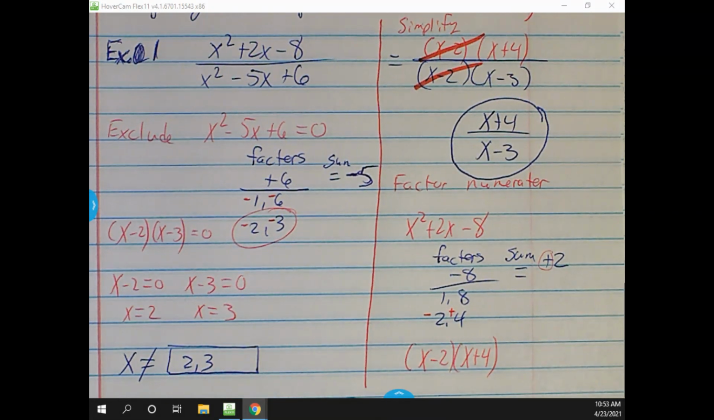Okay, so when they're asking you to simplify the expression, they're really just saying factor your numerator, factor your denominator, cancel out everything you can, and then, oh, by the way, when you factor your denominator, that's also your excluded values that you have to look at. So it's all doing the same thing. It's just you have to do one thing extra with the denominator that you don't have to do with the numerator, because for the denominator, you've got to set it equal to 0 to find your excluded values.